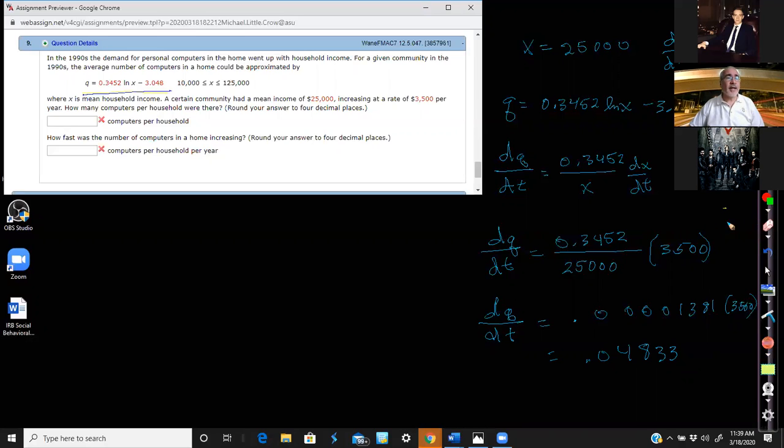And now before I put my answer in, I'm going to come over here and we're going to figure out how many computers there were in the house. No, not there. Sorry, we're going to come from here. So the number of computers in a house is equal to 0.3452 times the natural log of 25,000.